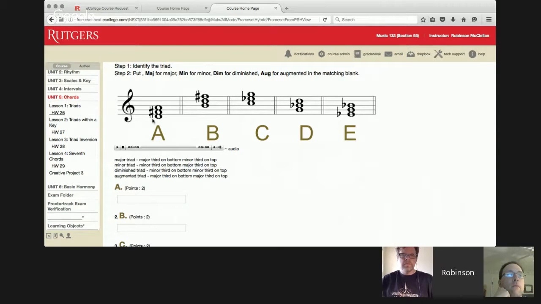This is a triad on D, and we know it's in root position because of the way it looks on the page and the fact that it's stacked thirds. Then we need to look at the interval from the D to the F sharp and figure out what kind of third that is. Because it's a sharp, it's a major third. And then there's a minor third from F sharp to A. You don't need to remember, because we tell you right here: major third on bottom, minor third on top. That is a major chord, so you enter maj in the box, and that's how you do that one.